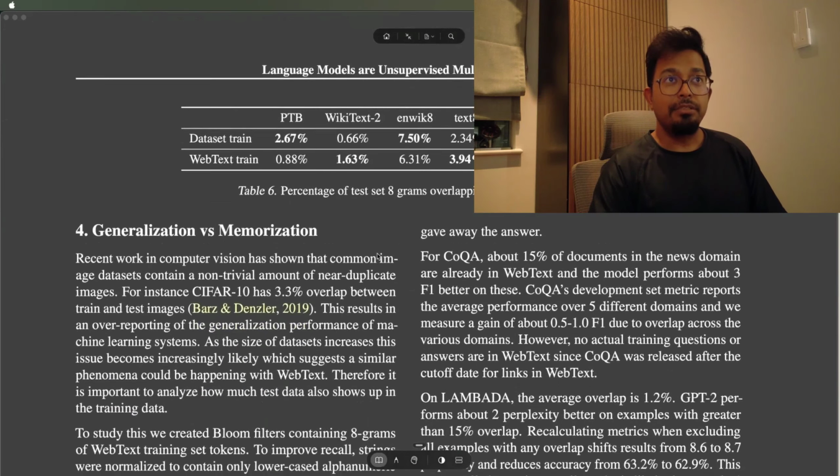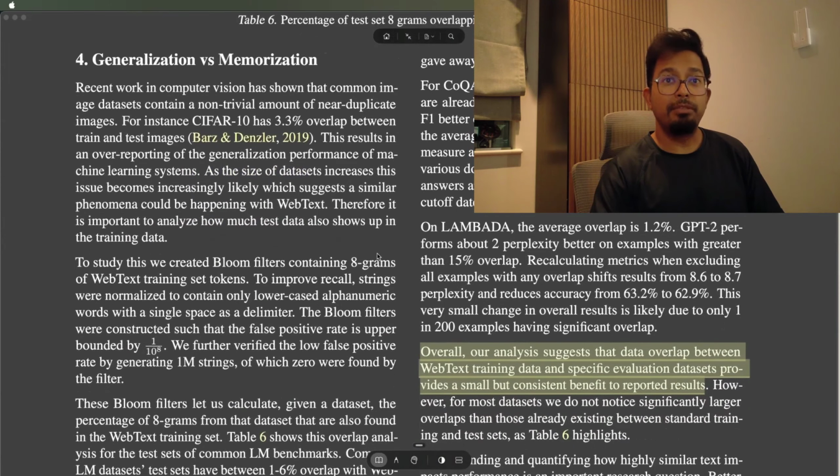This next section, which is very interesting, is generalization versus memorization. Now imagine a model learning from a huge library of books. This section looks at data overlap: the same sentence or very similar phrases appearing in both training data and test data. The big question it's trying to answer is, when these models perform well on the test, is it because they truly understand the language and can generalize, or are they just memorizing answers they have seen before?